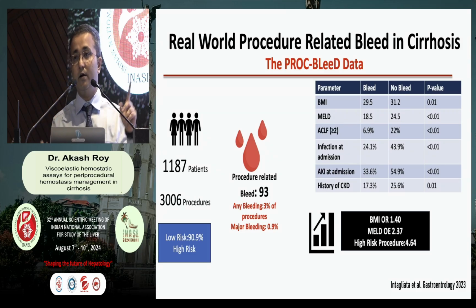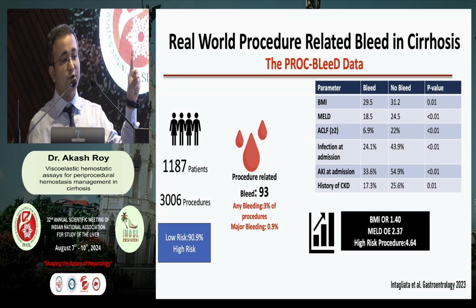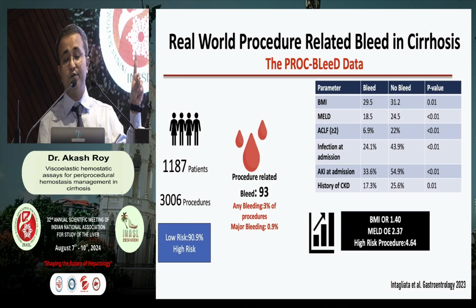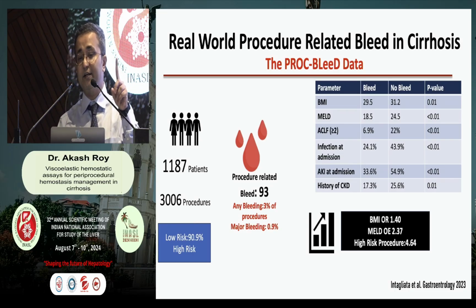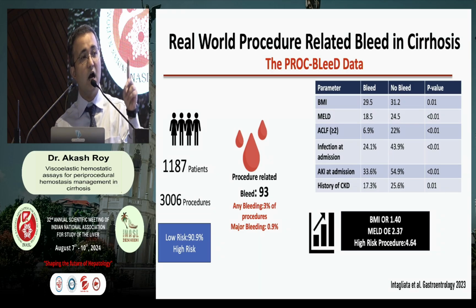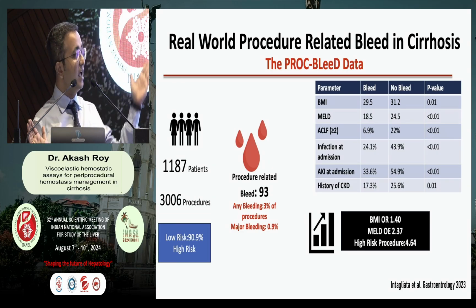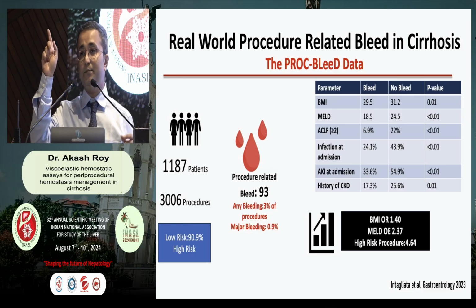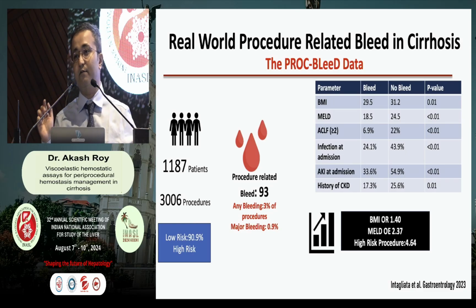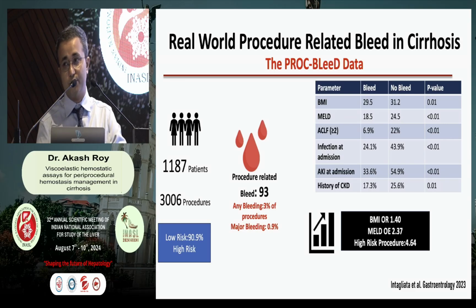What predicted bleeding? BMI, MELD, presence of ACLF, infection, AKI, history of CKD. Overall predictors: BMI, MELD, high risk procedures. So given these low rates of bleed, we still have those practices of more than 60% to 70% prophylactic transfusions in patients with cirrhosis because there are no established guidelines.